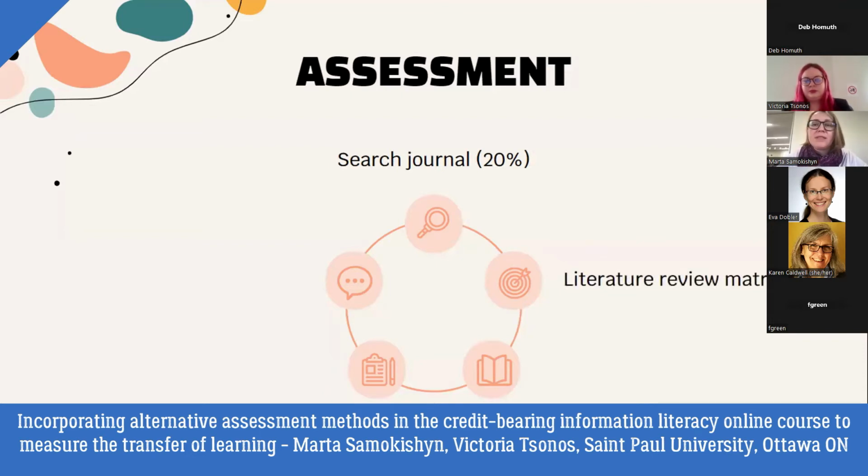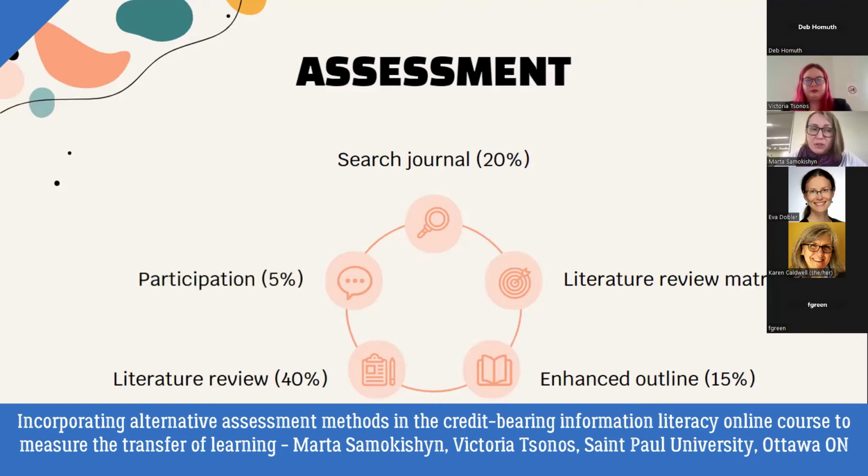The next one was literature review matrix, where they actually evaluated their sources and learned to analyze them, including authority, currency, etc. After that, they had to create an enhanced outline which represented their academic integrity skills. And then at the end, we asked students to actually write their literature review based on all of these findings. So which was a cumulative assignment, and then we had also a participation grade.